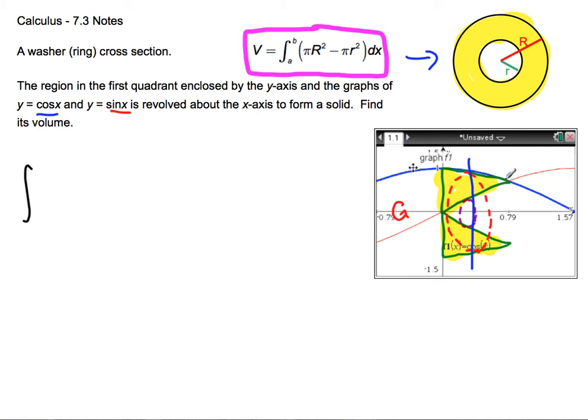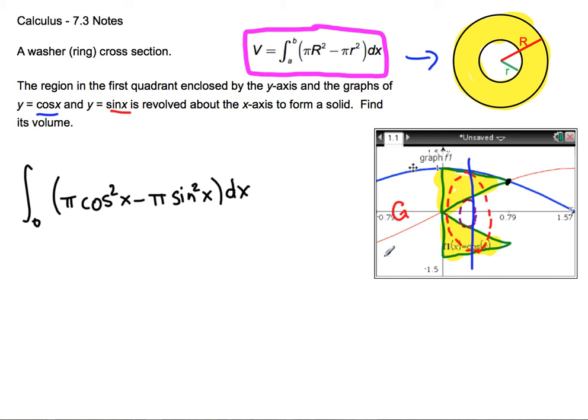And we just need to figure out what this point is right here, because that's where our integral will stop. So I know I'm starting at 0. I don't know where I'm stopping, but I do know that I've got the big radius, so pi times the radius squared, the big radius cosine squared x, minus pi times the little radius sine squared x dx. Okay, now I just got to figure out that stopping point.